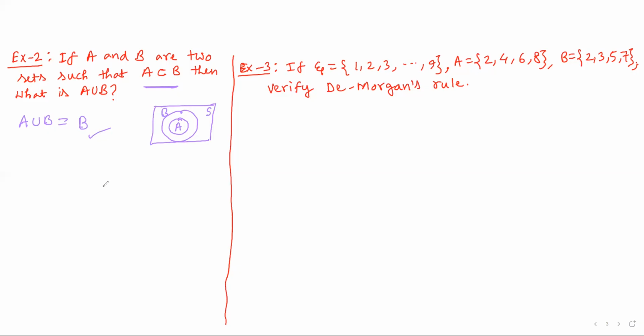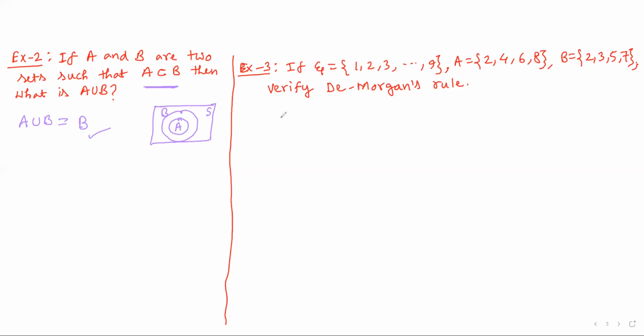Now I am coming to question number 3. Here Xi denotes the universal set. So the universal set contains 1, 2, 3 up to 9. A set contains 2, 4, 6, 8. B set contains 2, 3, 5, 7. Now here we have to verify De Morgan's rule.